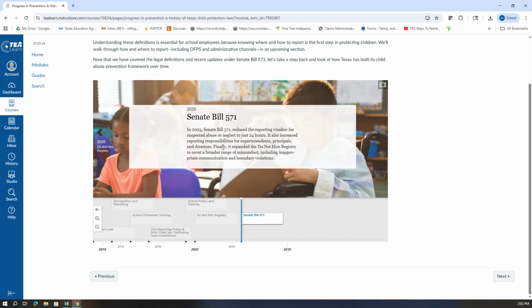In 2025, Senate Bill 571 reduced the reporting window for suspected abuse or neglect to just 24 hours. It also increased reporting responsibilities for superintendents, principals, and directors. Finally, it expanded the Do Not Hire Registry to cover a broader range of misconduct, including inappropriate communication and boundary violation.